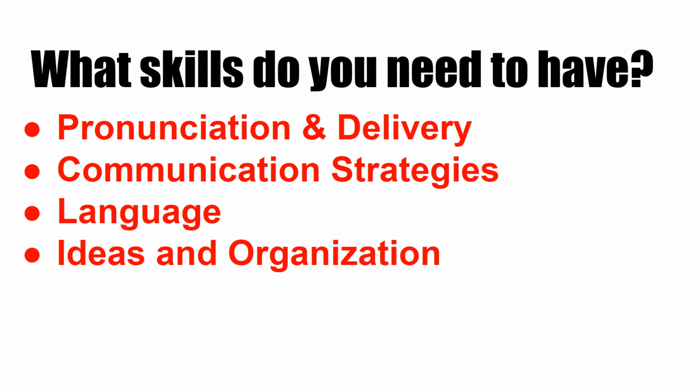Now, what kind of skills do you need to have for the speaking paper and the SBA? There are 4 main areas: pronunciation and delivery, communication strategies, language, and ideas and organization. Okay, let me explain to you one by one what these areas mean.